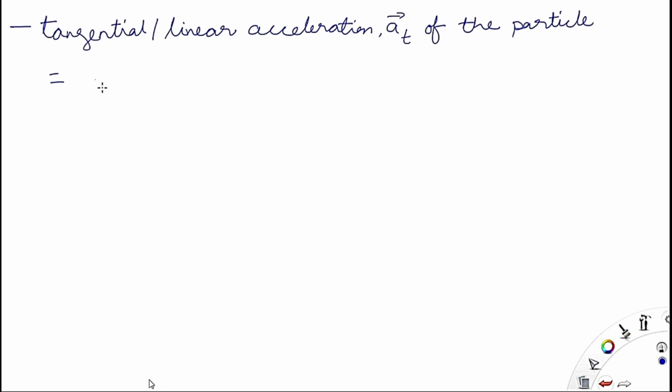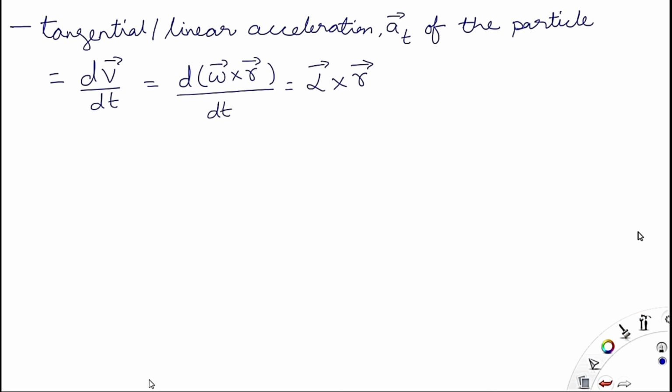Tangential or linear acceleration of the particle, dv by dt, where v is equal to omega cross r. That's why I'm saying these 3 to 4 formulas have been written wrong in the circular motion chapter, so correct these formulas. The formulas for v, tangential velocity or linear velocity, and tangential acceleration or linear acceleration, these formulas you change. So v is equal to omega cross product r. When you differentiate it, you get alpha cross product r for the tangential or linear acceleration at.